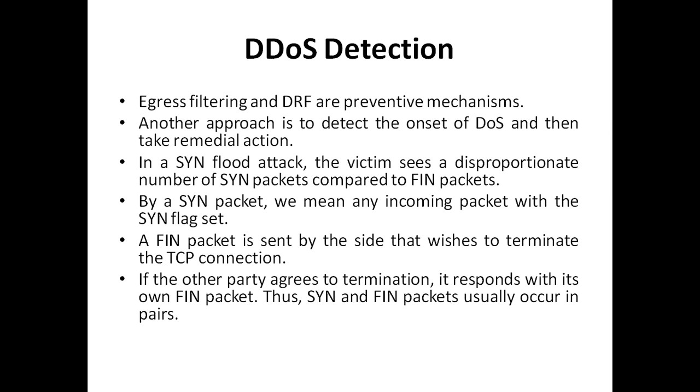So next one is distributed denial of service detection. In the last two to three slides, we have seen the prevention measures. Now here we allow the distributed denial of service attack to happen on a network or on a host system, detect it, and then take corrective measures. Egress filtering and distributed route filtering are preventive mechanisms. Another approach is to detect the onset of denial of service and then take remedial action.